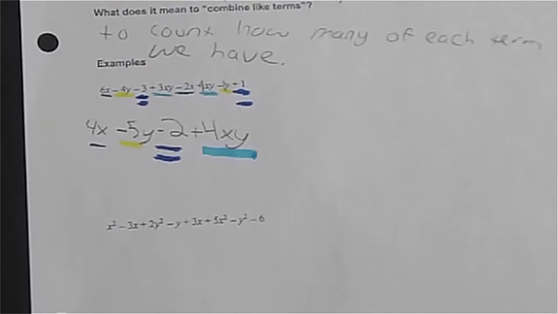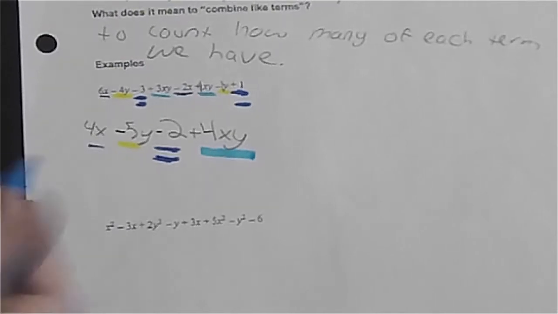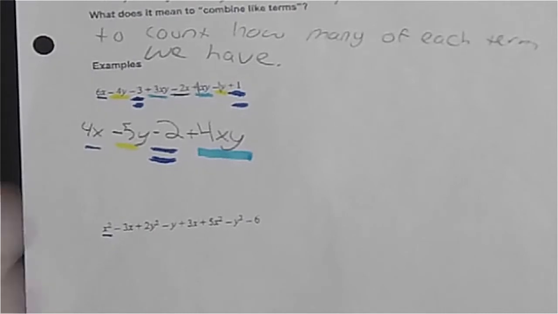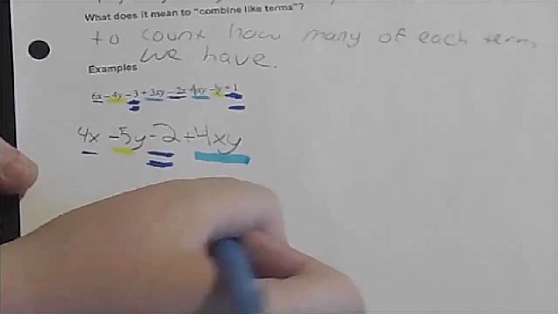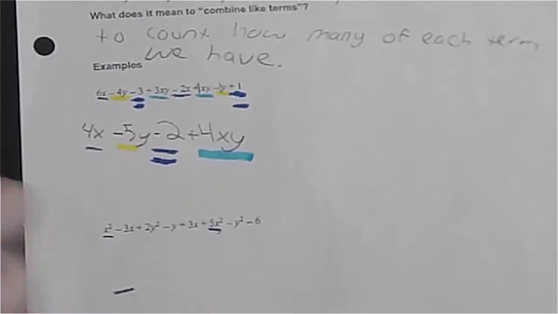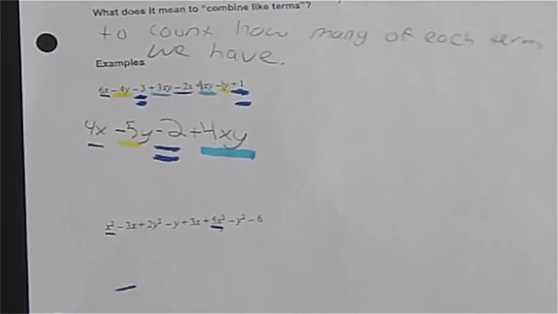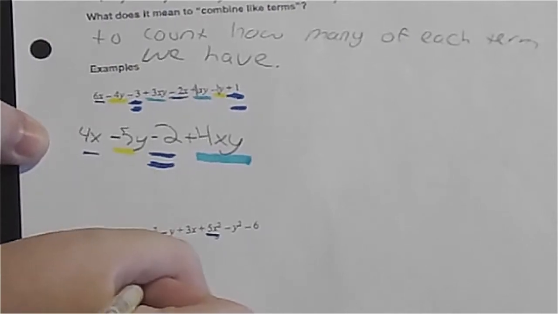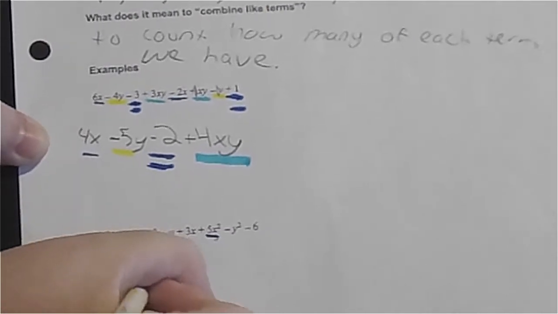Now for example 2, we start with an x squared term, and there's one of them because it just says x squared. And then later on, I have 5x squareds right here. So all together, I have 1 plus 5, 6 x squareds.